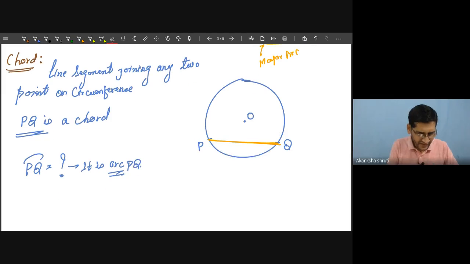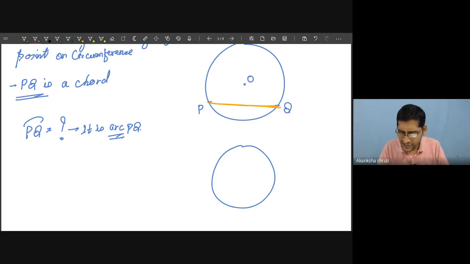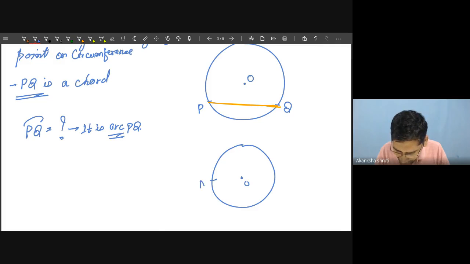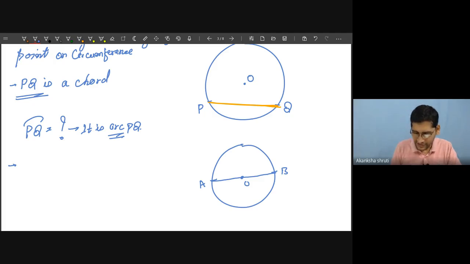Now, this P and Q may be taken like this. Students, someone may consider O as the center. Someone may take the point A here and the point B here. And joining this, it is found that it is passing through the center. Longest chord. And it is called the diameter. Okay? So the longest chord of the circle is the diameter.